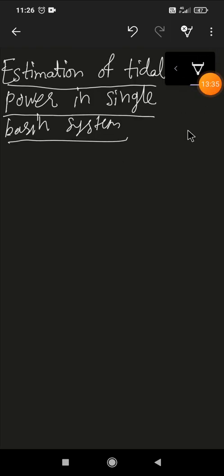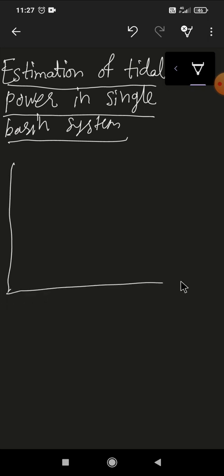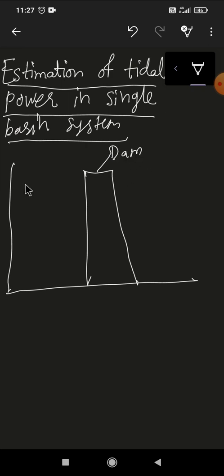Now we will estimate the tidal power in a single basin system. So how much power can this single basin system generate? I will draw a diagram. For a single basin system, suppose we are constructing a dam. So this is a dam, and this is the area A. This is the basin.